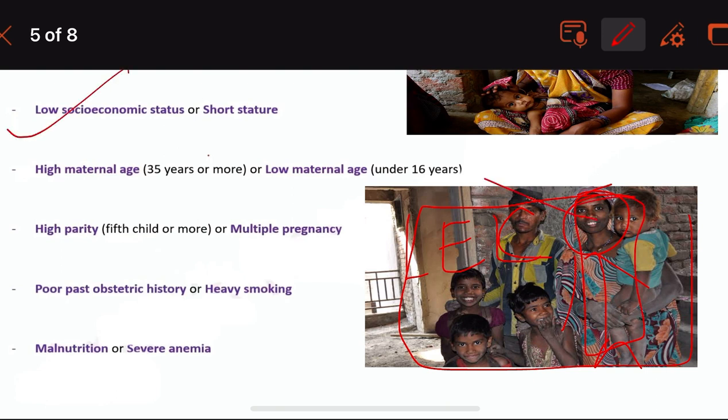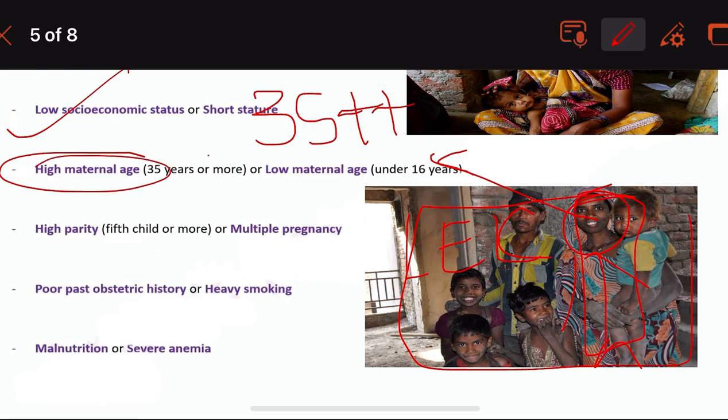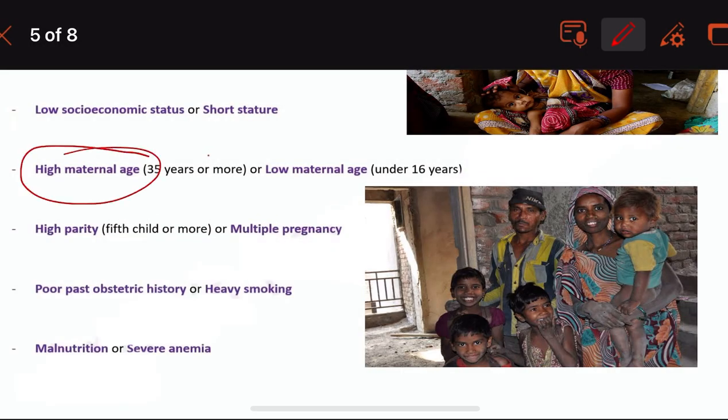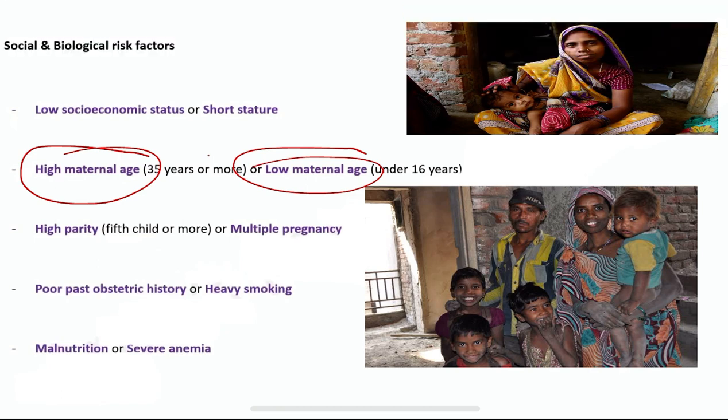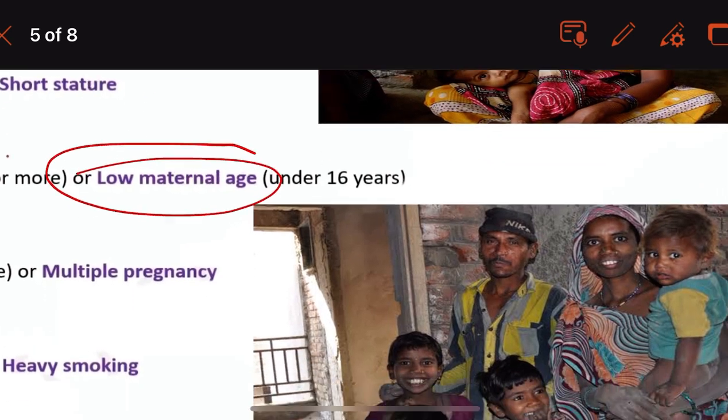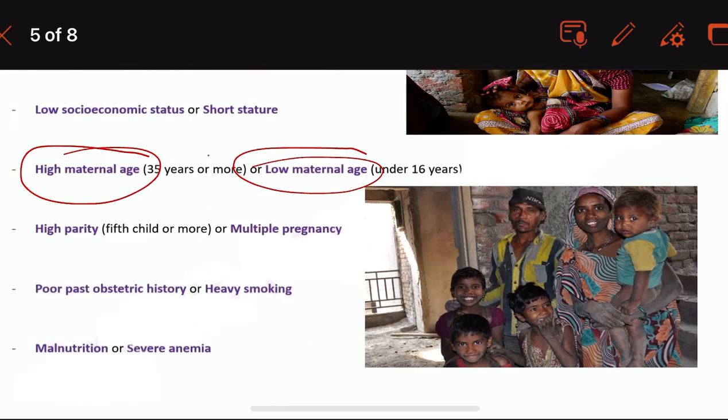And the high maternal age, the maternal age being 35 plus. If the maternal age is 35 plus, high maternal age can be a risk. Pregnancy at this age could be a risk, and it is prone to maternal mortality plus perinatal mortalities, that is stillbirth plus early neonatal deaths. Next, we have low maternal age, both high maternal and low maternal. You can see the first picture, under 16 years. Low maternal age could be one cause, or the late maternal age could be another cause.